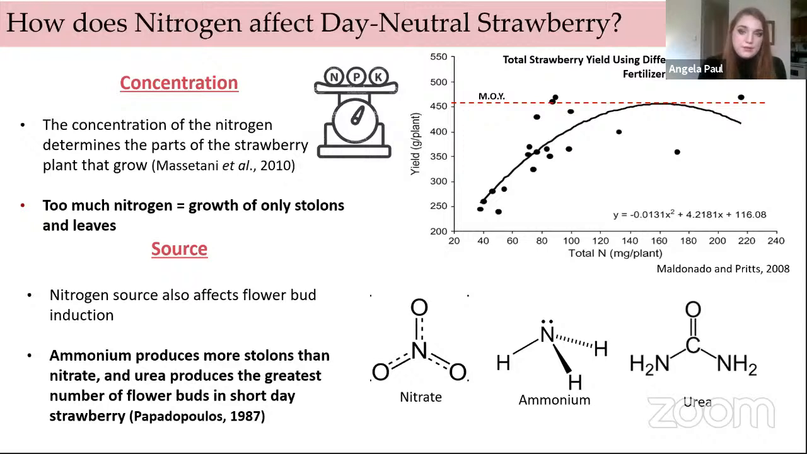So I looked at 3 different sources of nitrogen: nitrate, ammonium, and urea, and I isolated each of these sources and tested them individually on day neutral strawberry transplants. From the literature, I found that ammonia tends to produce more stolons than nitrate, and urea produces the greatest number of flower buds. However, this was in short day strawberry, not day neutral, so I'd like to see if this would also correlate to day neutral strawberries.